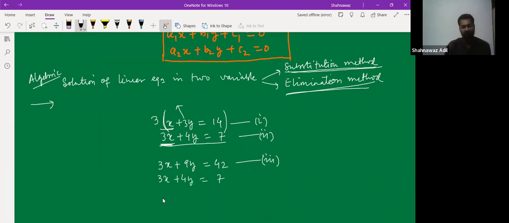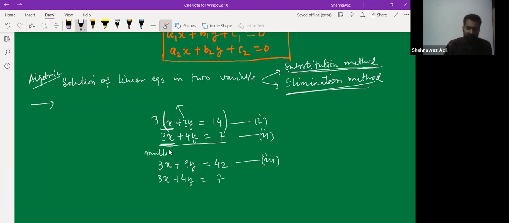Understood? Any doubt? No, sir. So in the elimination method, whatever variable's coefficient you want to be the same, you just multiply by that. So here this was x and here this was 3x. So we multiply it by 3.